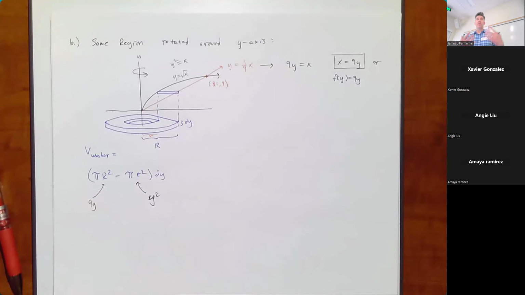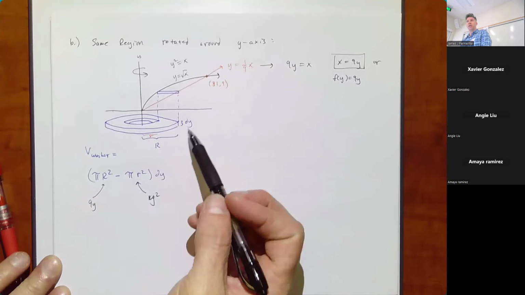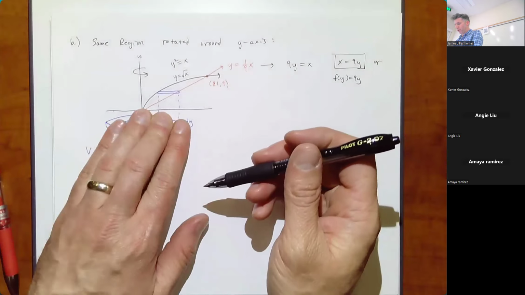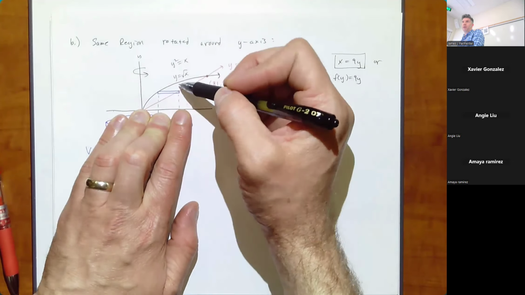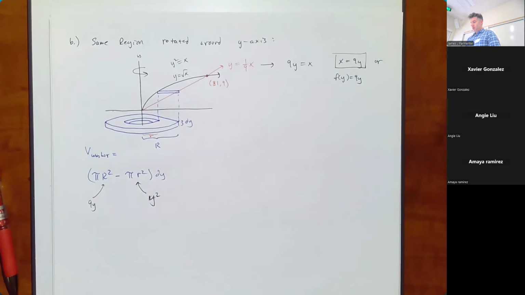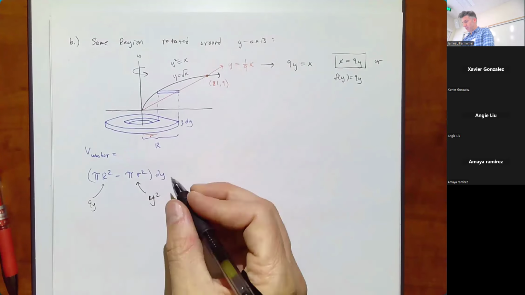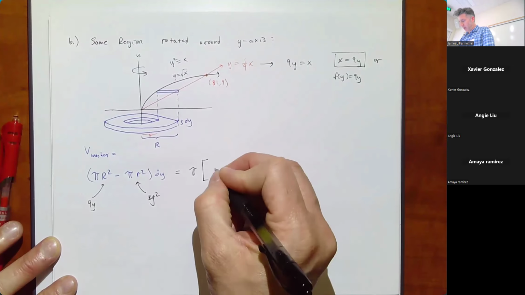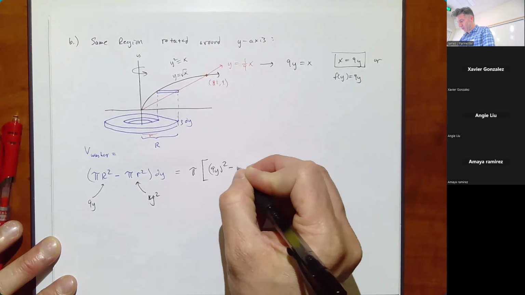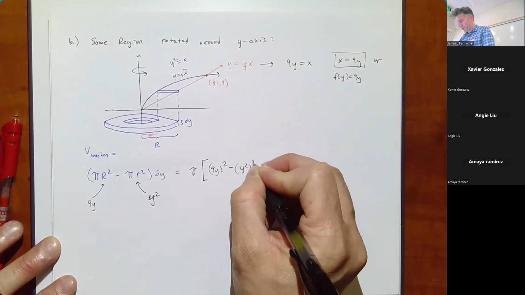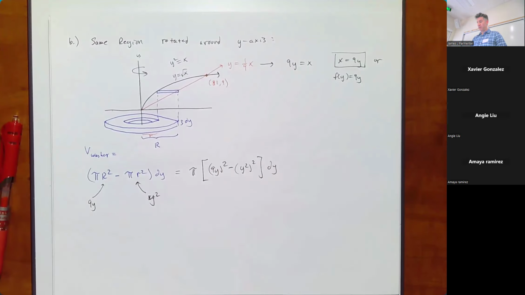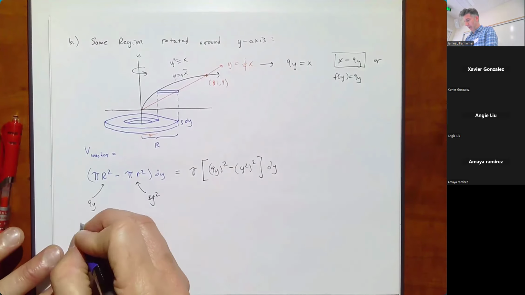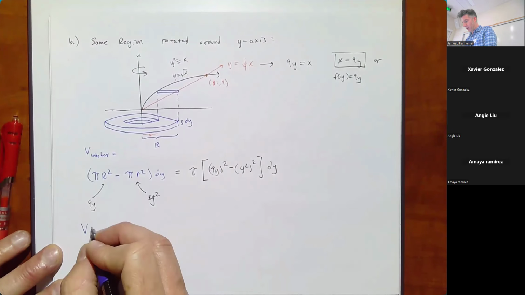You should always try and draw these regions you're rotating. At least you have an idea of what the region looks like. You don't have to draw the rotation, but you really do want to draw the region so you can see what's happening. So then that's going to be pi times, I'm factoring out the pi, 9y squared minus y squared squared dy. And then my total volume, I'm just going to add up all the slices or all the washers.